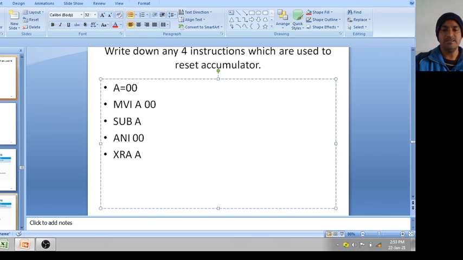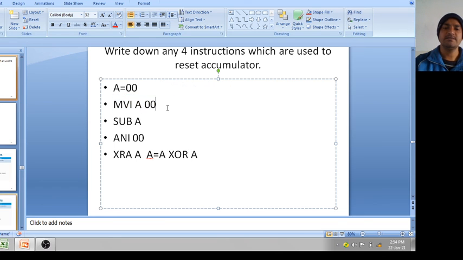Okay, what is the significance of this? It means A equals A XOR A. Because both are the same, the output will be 00. These 4 instructions are frequently used to reset what? The accumulator.